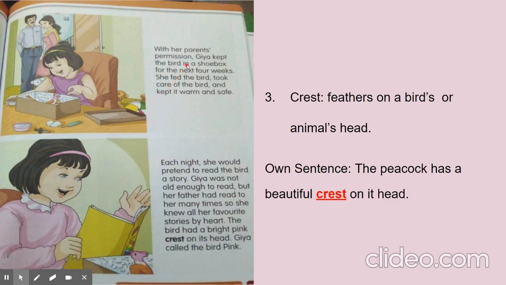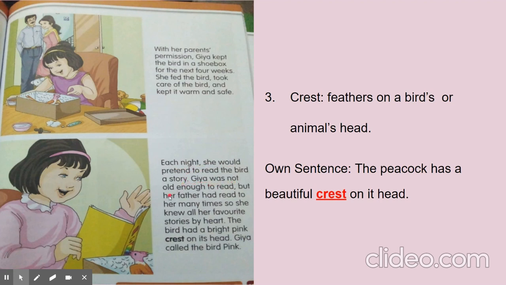With her parents' permission, Giya kept the bird in a shoebox for the next 4 weeks. She fed the bird, took care of the bird, and kept it warm and safe. So, with her parents' permission, Giya brought the bird into the house and kept it in the shoebox. For how many weeks? For 4 weeks. Also each night she would pretend to read the bird a story.